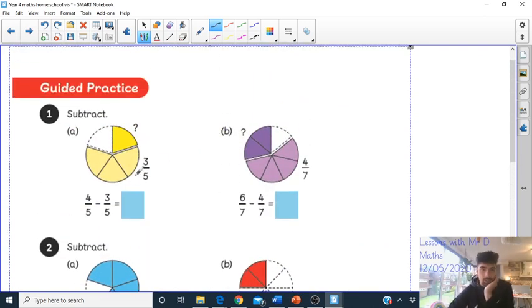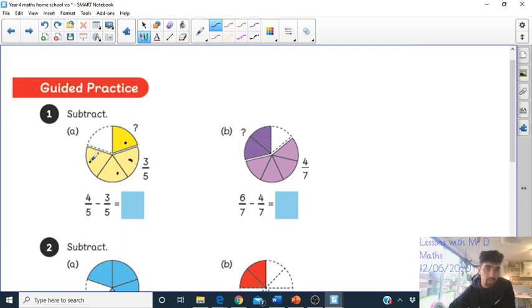So here I've got my whole, it's just a circle. It could be a wheel, it could be anything. This could be a number. But the whole is represented as a circle, and I've split it into fifths. 1, 2, 3, 4, 5. I have 4 fifths. 1, 2, 3, 4.